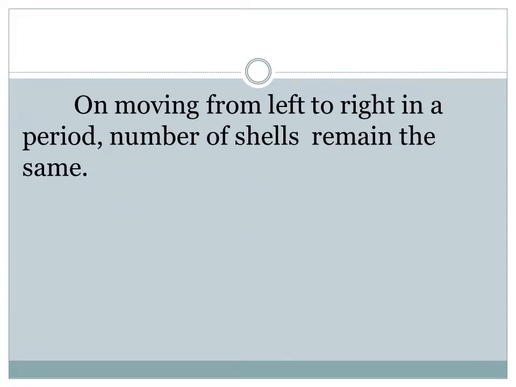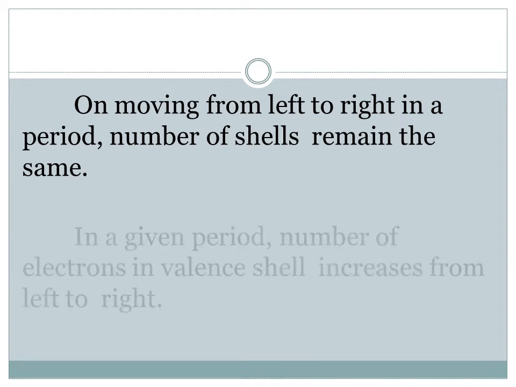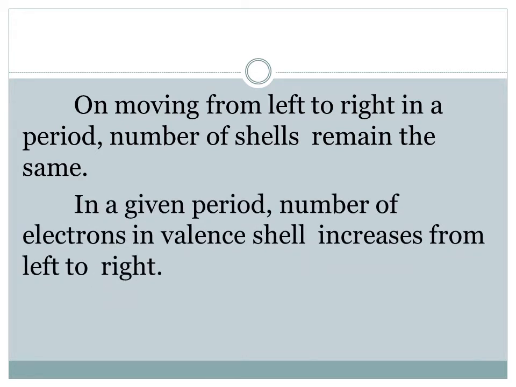On moving from left to right in a period, number of shells remains the same. For example, in the third period, number of shells remains 3, that is equal to the number of the period. In the fourth period, number of shells remains 4 and in the fifth period, number of shells remains 5. In a given period, number of electrons in the valence shell increases from left to right.